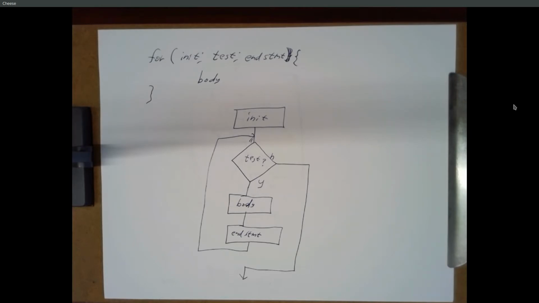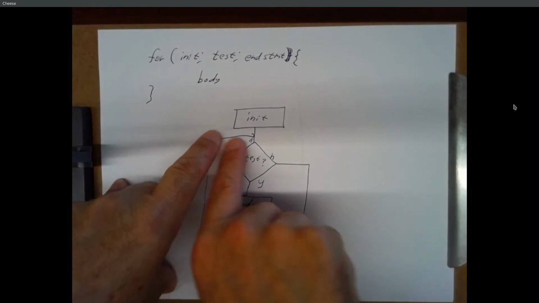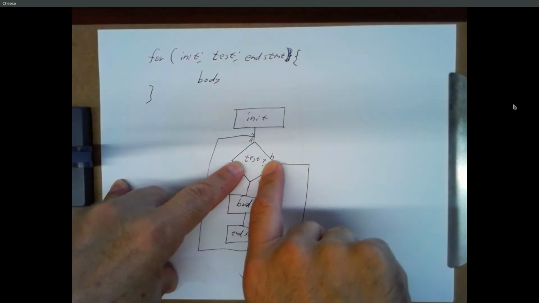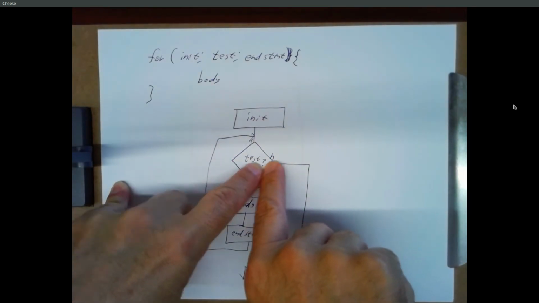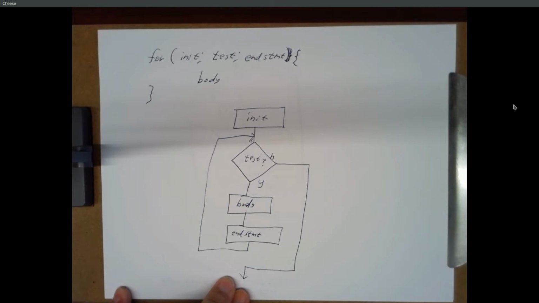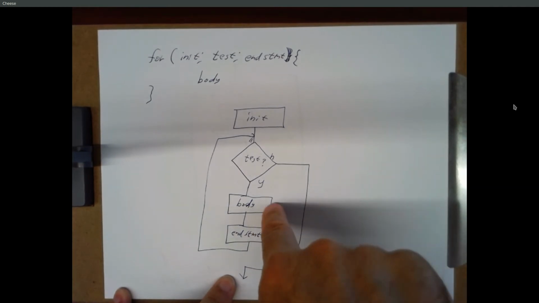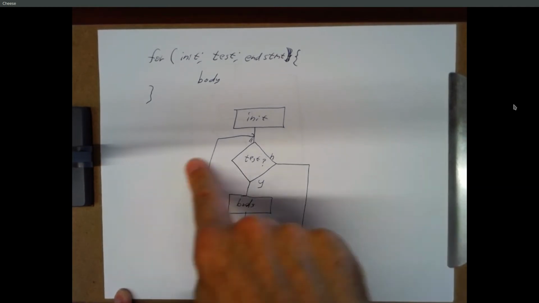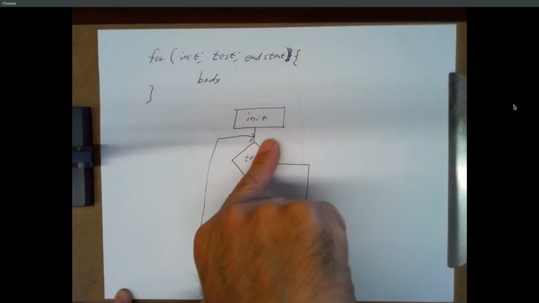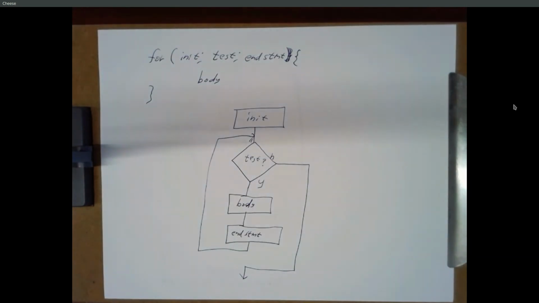And using go-tos and if statements, we can make a for loop like this. It would be pretty easy. We put a label up here. We'd do this test, and we'd say, if this test is not true, then go to, we'd put some label down here. Otherwise, we do the body, we do the end statement, and then we'd say go to whatever we put the label at the top of the loop, right?